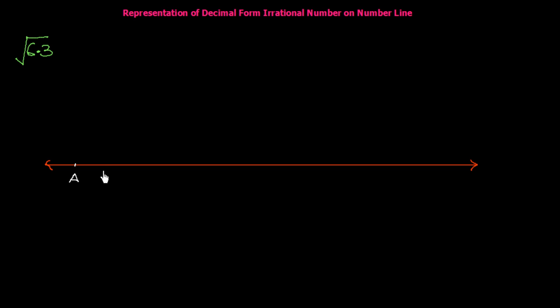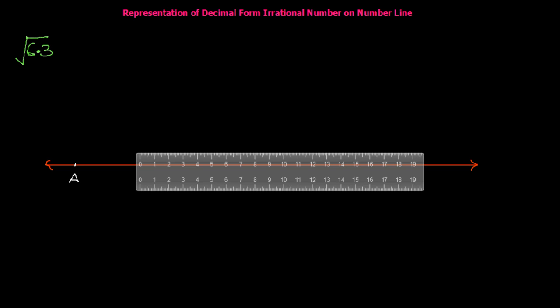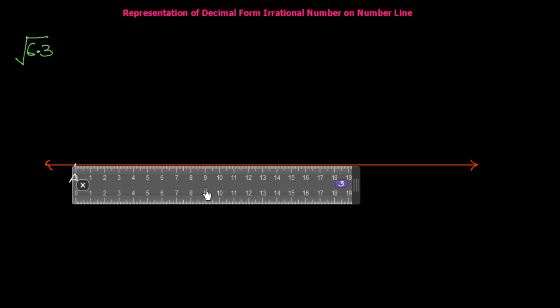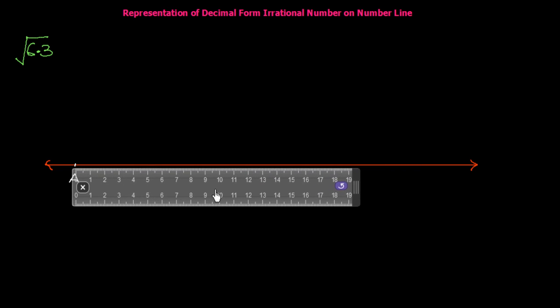Now we make partitions with equal intervals with the integers on this line. 6.3 is a number we have, so it is a rational number, and for this 6.3 we have to make the partitions with integers. For making the partitions, we need a scale, a ruler, by which we can make the partitions on this number line. So look here, this is our scale, the ruler we have here.